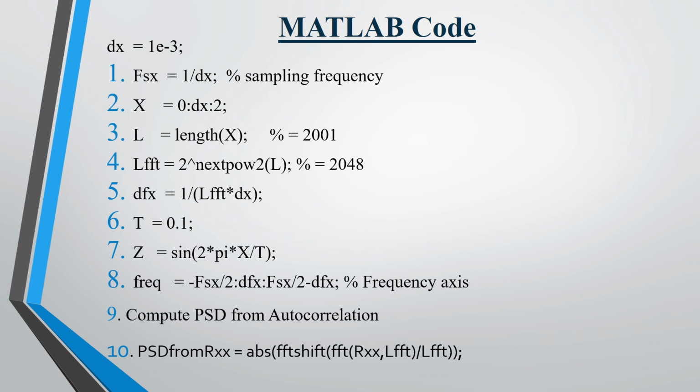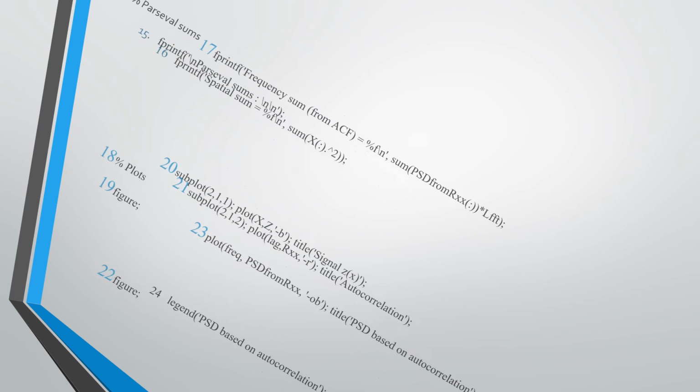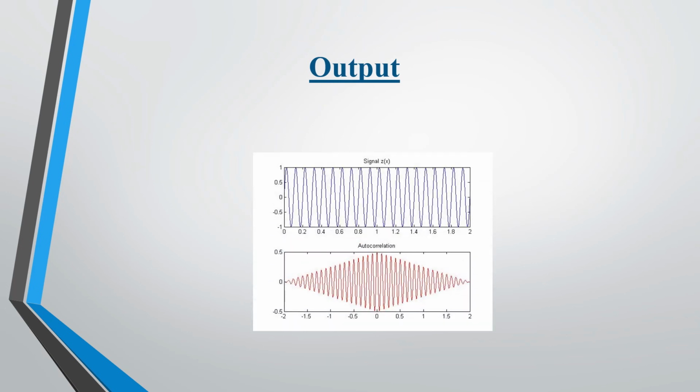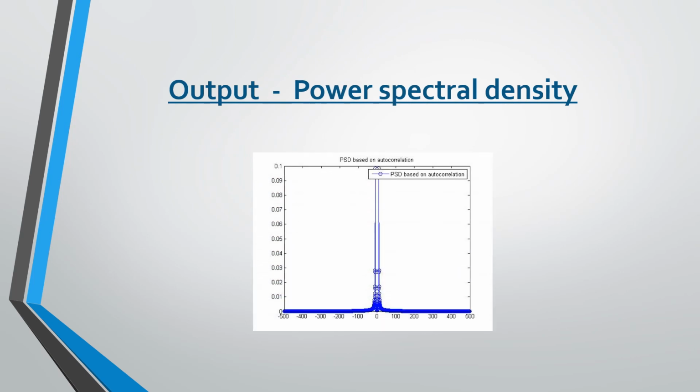So guys, we have finally arrived at our MATLAB code, the intricacies of which have already been explained in detail. I suggest you pause the video and clearly analyze each and every line of the code. These are the output graphs, which clearly show the autocorrelation of the function. This graph depicts the output power spectral density.